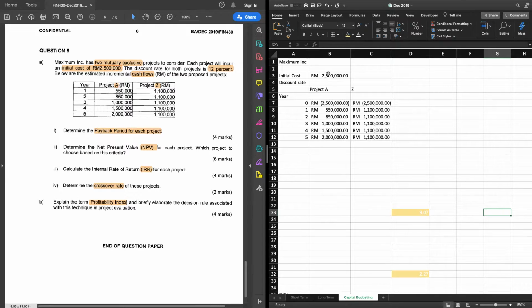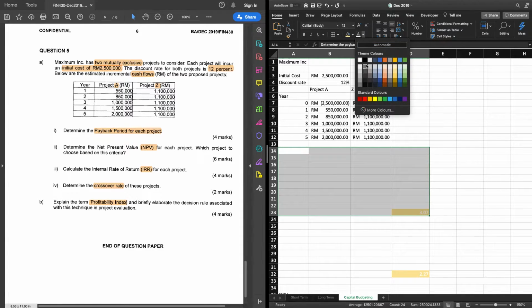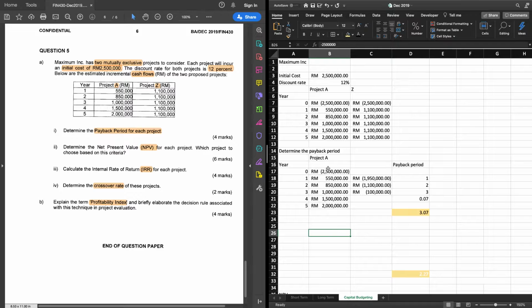You need to have the 2.5 million, and then the 12% discount rate. You can have the project Z cash flow and also this one. Then we start with the payback period for project A. You choose this one. To start the payback period, you need to know this is inflow, then this is outflow. So you need to subtract the inflow from the outflow.